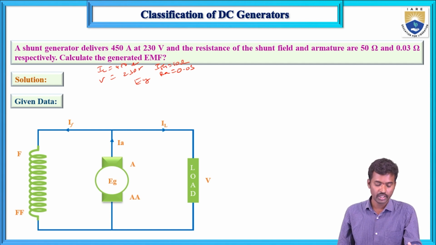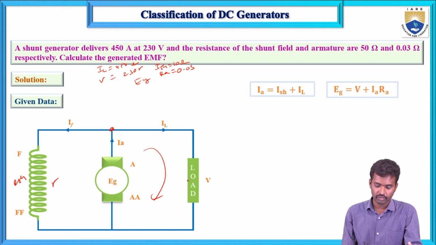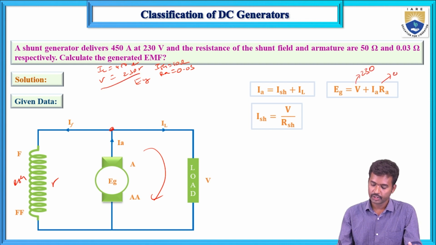Now here, by KCL, IA equals ISH plus IL. The terminal voltage is V, this is RSH, and this voltage is EG. By KVL, EG equals V plus IA RA. First, to calculate this, we know V is 230 and RA is 0.03. Here we need IA. IA equals ISH plus IL.